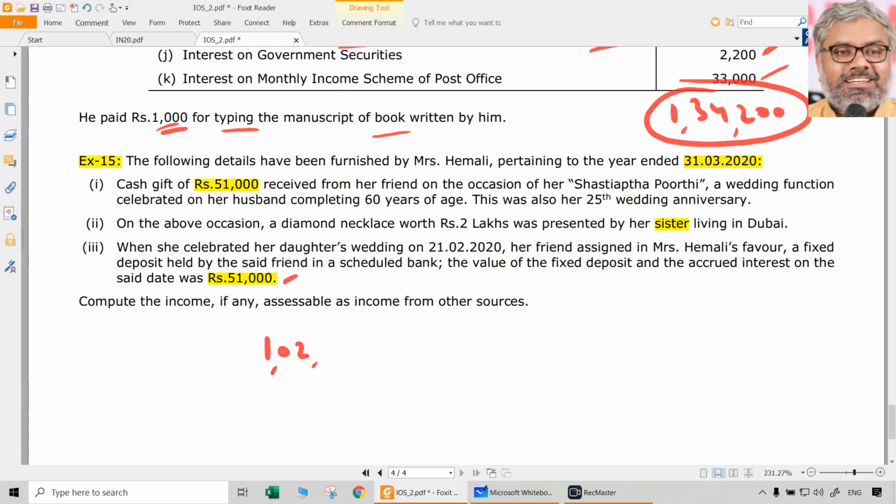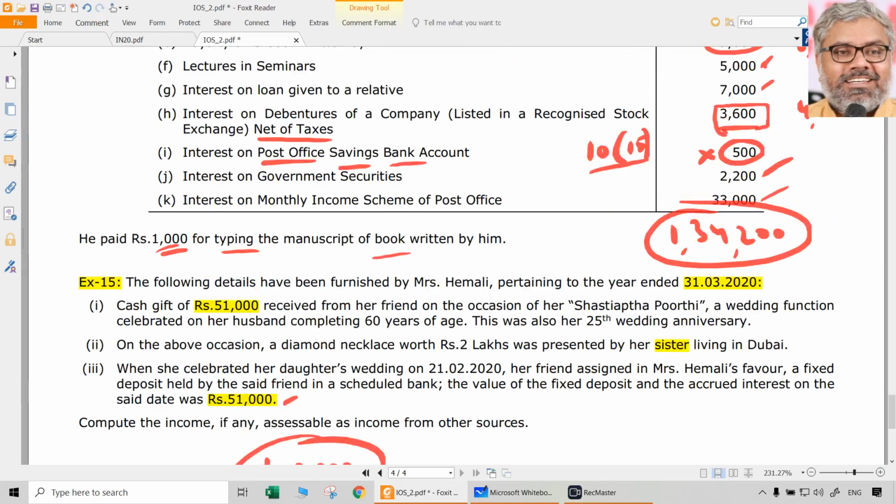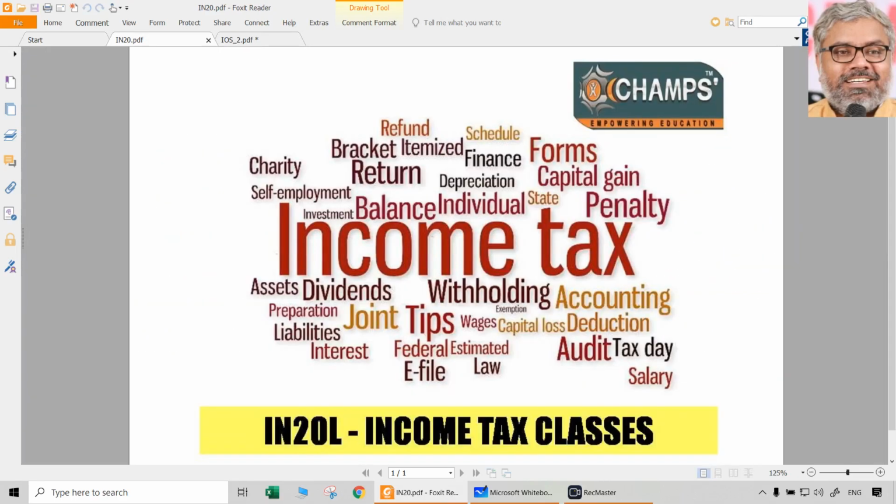So naturally the total amount taxable under income from other sources in the hands of Mrs. Hemali is 1,02,000. That's it. These are the various provisions and application of the provisions under the head of income from other sources. With that, we'll conclude the chapter of income from other sources. Not only that, we can conclude the entire discussion on all the heads of incomes. So the main course of this syllabus is also completed.